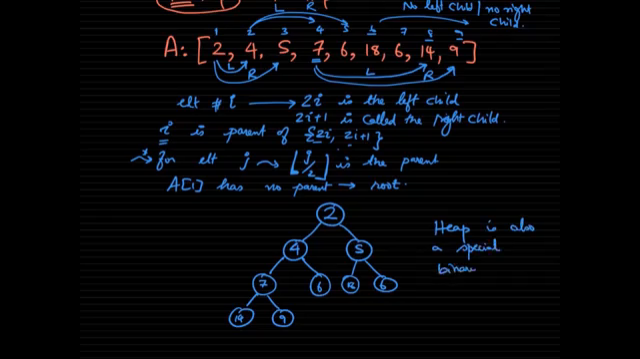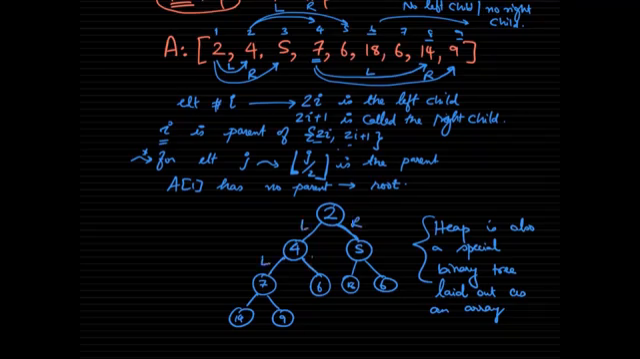So a heap is also a special binary tree. So it's a tree. You can think of it as a tree laid out as an array. That's what it is. It's a tree that's also laid out as an array. All right, so what is special about this tree? Well, every node has at most 2 children. Every node has at most 2 children, a left child and a right child.